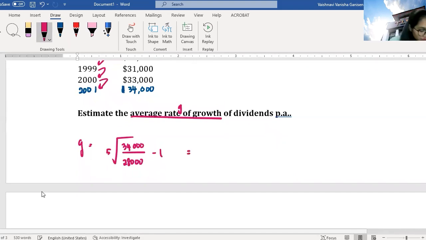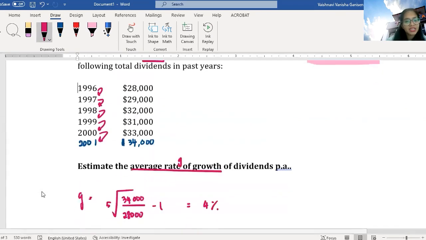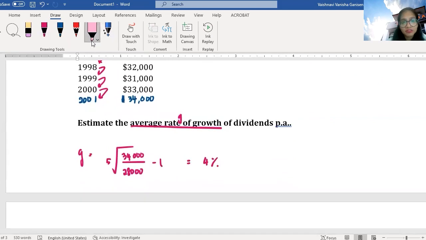So the value of G is 34,000 divided by 28,000, to the power of 1 over 5, minus 1, which is 4%. So guys, what I want to highlight is not how to calculate the value of G, because I've taught you that already previously. What I want to highlight is this.